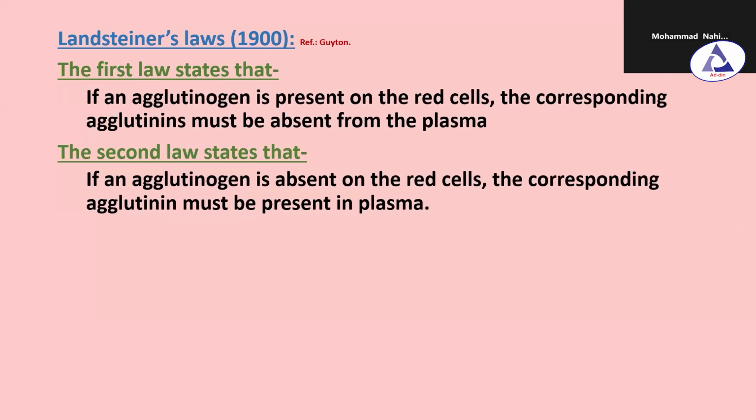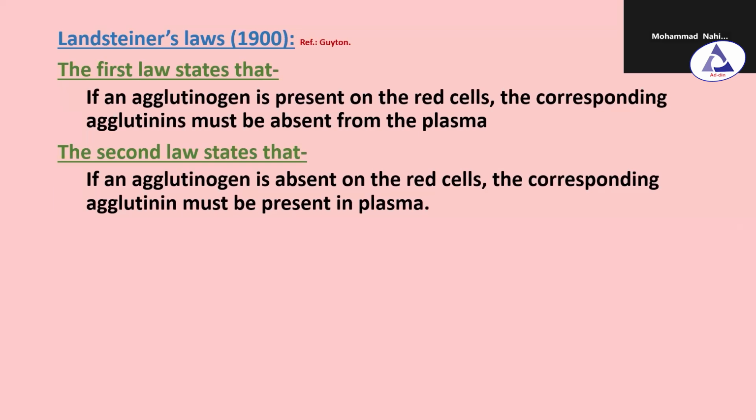Landsteiner's law has two definite parts. The first law states that if an agglutinogen is present on the red cell membrane, the corresponding agglutinin must be absent from the plasma. And the second law states that if an agglutinogen is absent on the red cell membrane, the corresponding agglutinin must be present. So what does it mean?